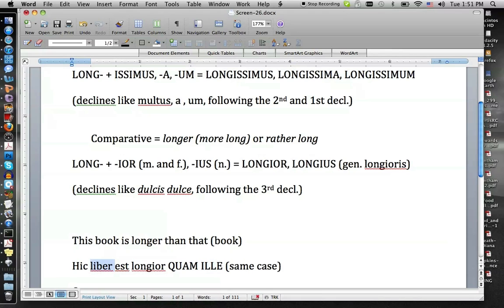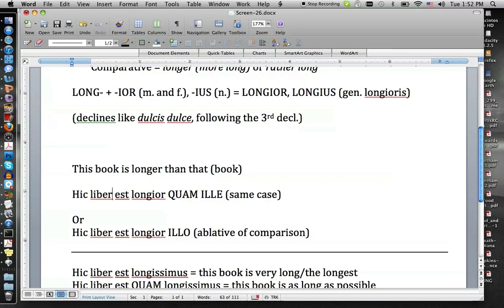And since liber is nominative, that has to be nominative as well, in the sense that the first term of comparison, the book, has to be in the same case as the second. Or better yet, you put the second in the same case as the first. So here liber is nominative, and therefore ille is nominative. When the first term of comparison is either in nominative or accusative, instead of quam you can have simply the ablative of comparison. So hic liber est longior illo.